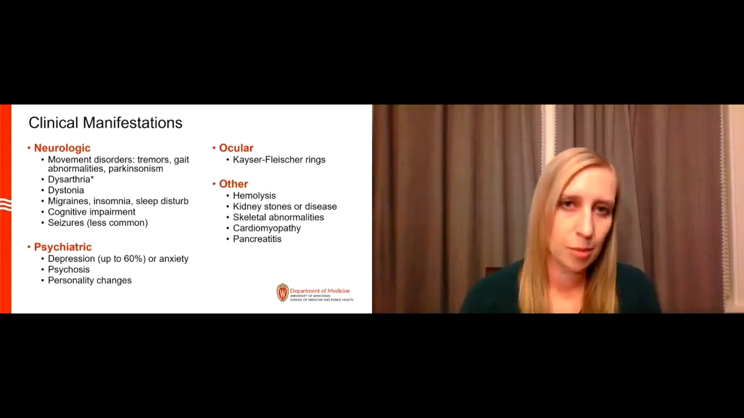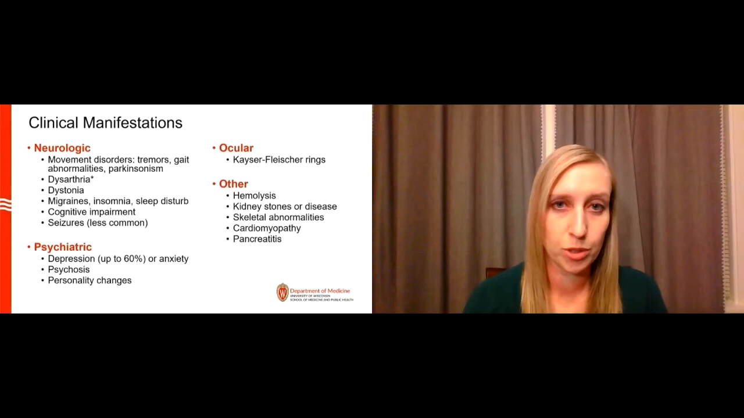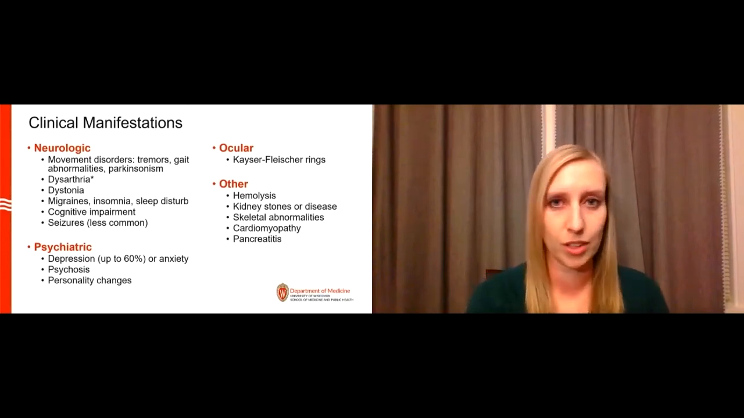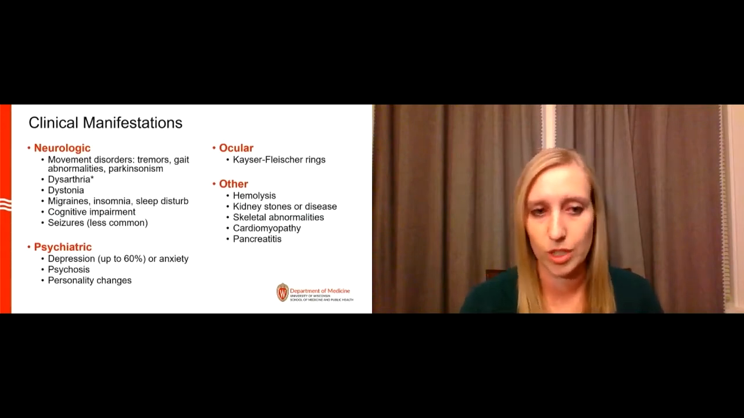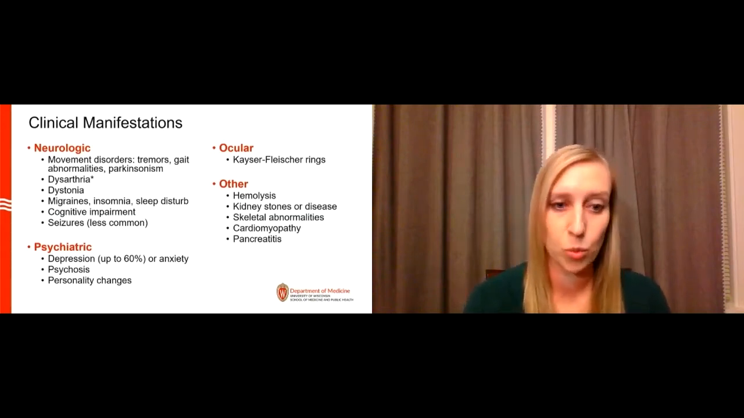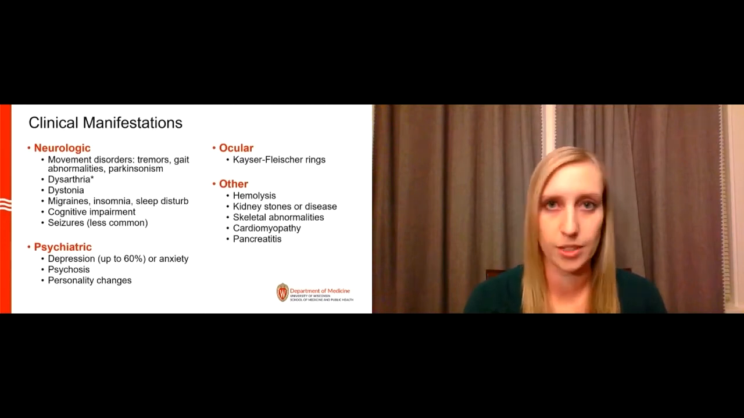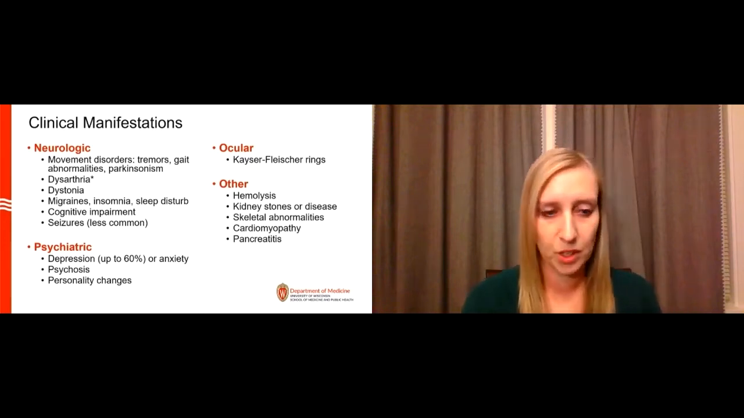And then some of the less common findings, which can also present with Wilson disease, are things like hemolysis, kidney disorders. Patients can have skeletal abnormalities like early onset osteoporosis, as well as cardiomyopathy. So as you can see, very wide variability in symptoms here. Next slide, please.